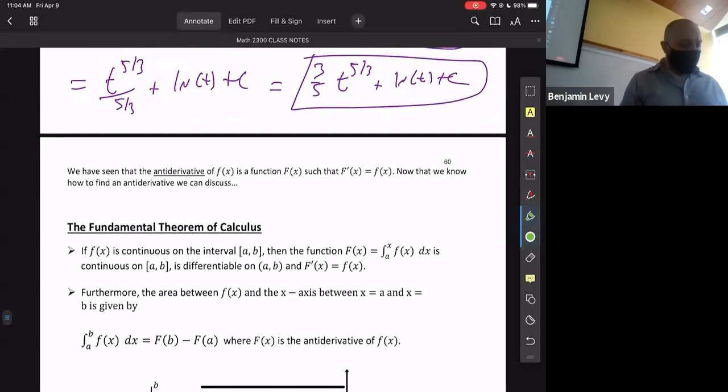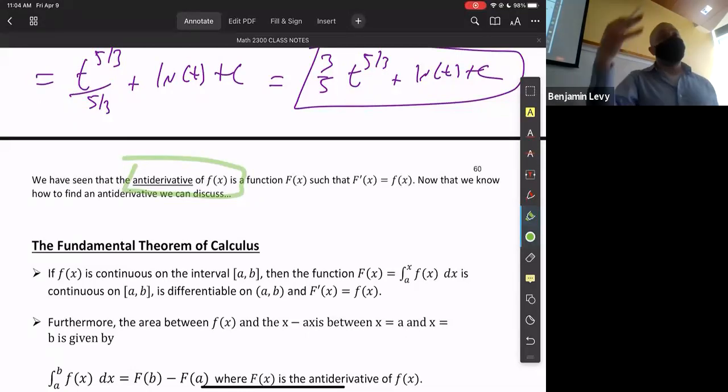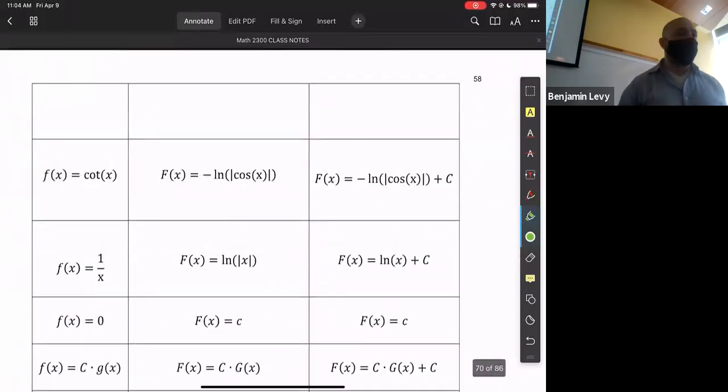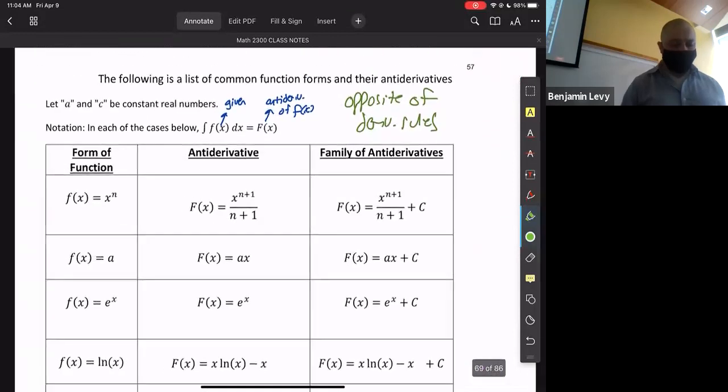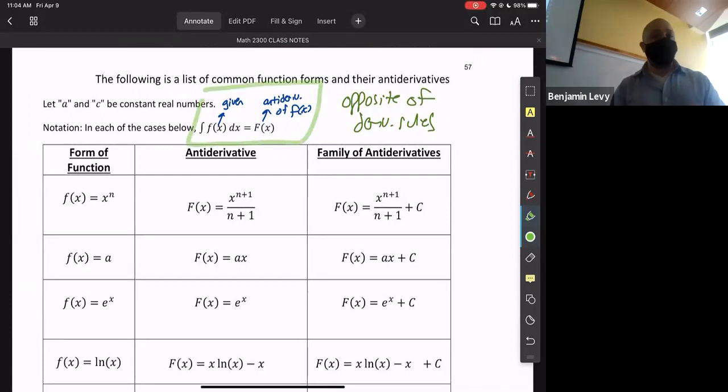Okay, let's remember where we're at here. So let me remind you of the notation. We're talking about antiderivatives, and we're thinking about this little f of x. Then we take the antiderivative and we find the big F of x, right? And we have all these rules about how to do that, all these rules that we were looking at last time. We think about taking the antiderivative as doing the opposite of a derivative, the anti of the derivative.